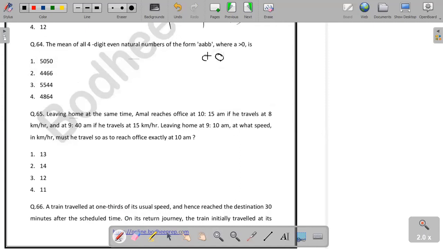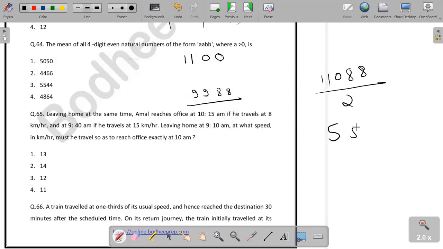What would be the smallest number? 1 0 0 0. Perfect. And the greatest number is 9 9 9 8. And the mean will be this. Just wait. 5999 should be the answer.